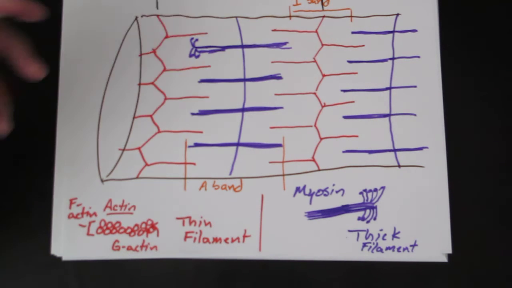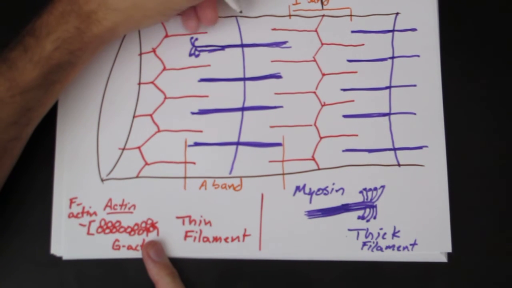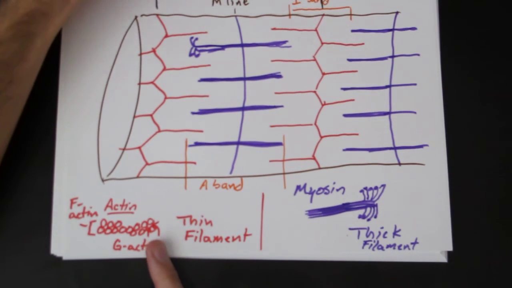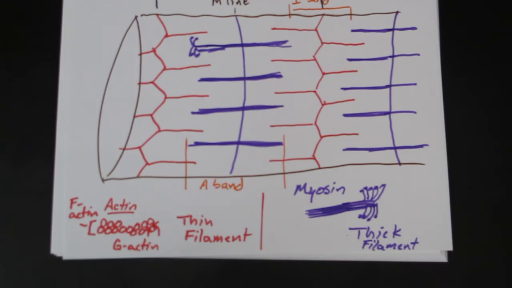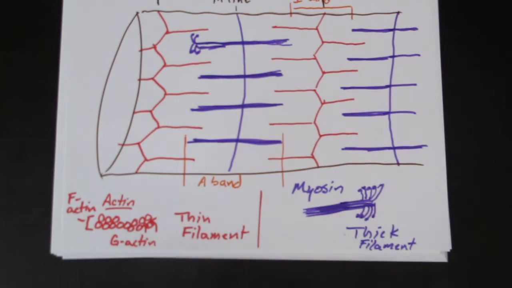We also have the line where the thick filaments are being held in place. This is called the M line. All right, so we have the M line right here. Right, so we have the Z discs, the M line, we have our A bands, we have our I bands.